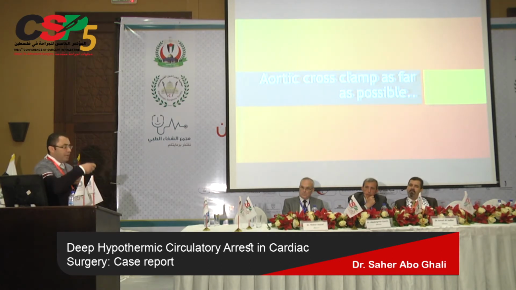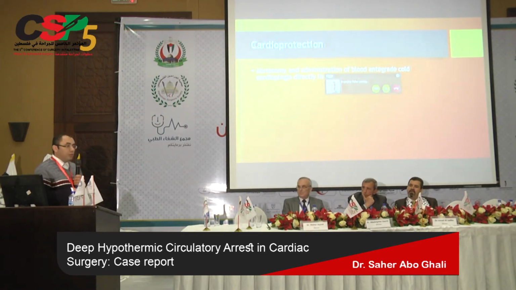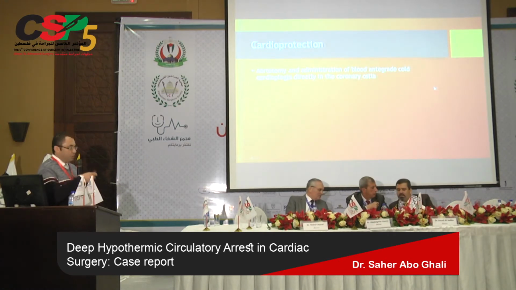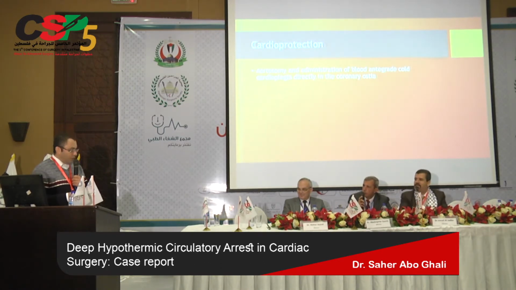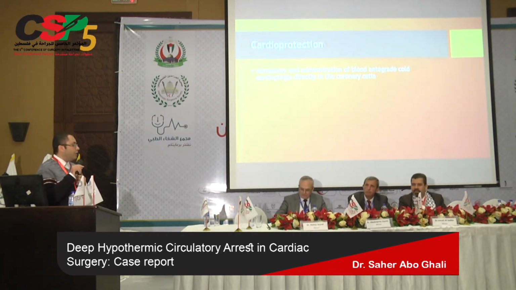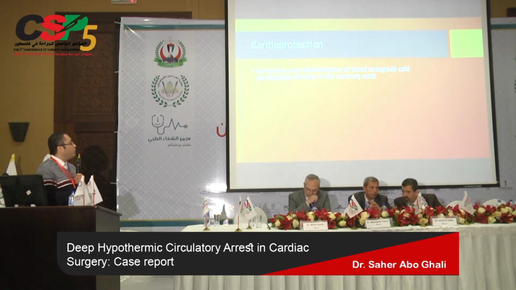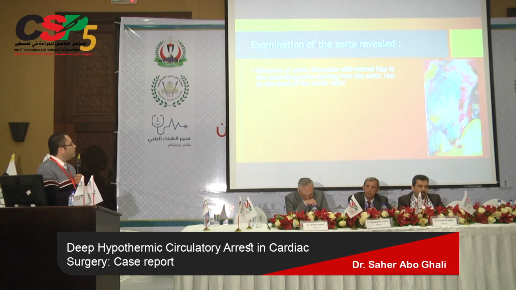We put the aortic cross clamp as far as possible, very high, very near to the aortic arch. And to make cardiac protection, we opened the aorta directly while the heart was fibrillating under hypothermia. While the heart was fibrillating under hypothermia, we opened the aorta and put the coronary cannulas in the coronary ostia, and we started to give cardioplegia in order to protect the heart. So this is the posterior aspect of the aorta where the hematoma was.